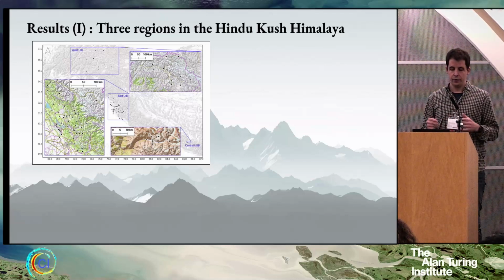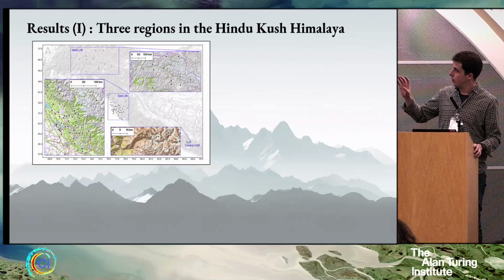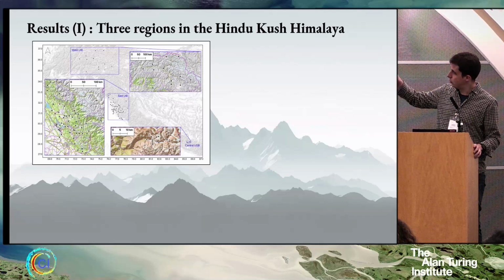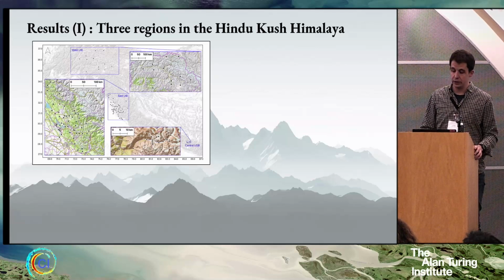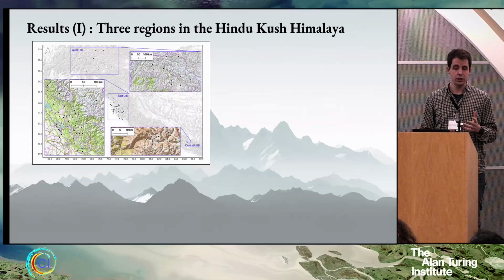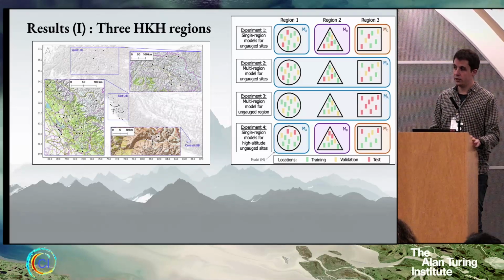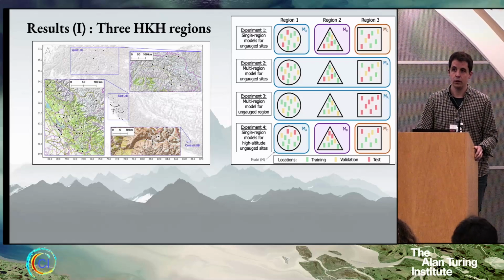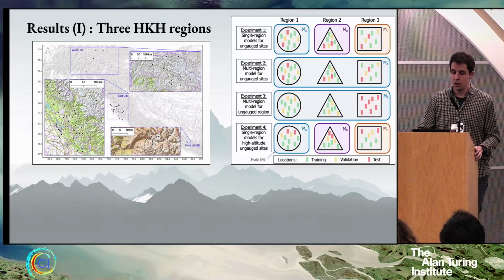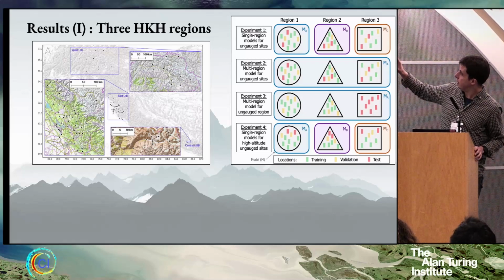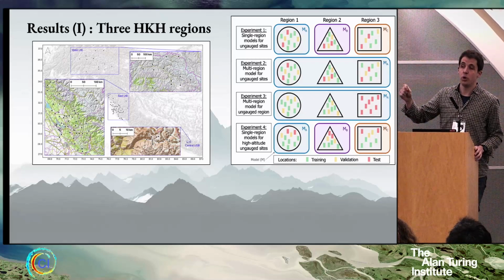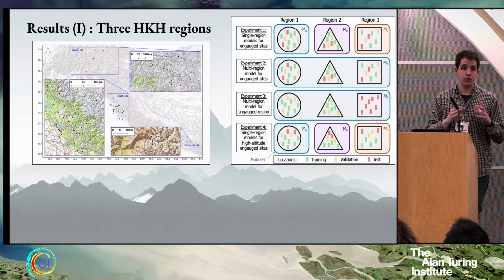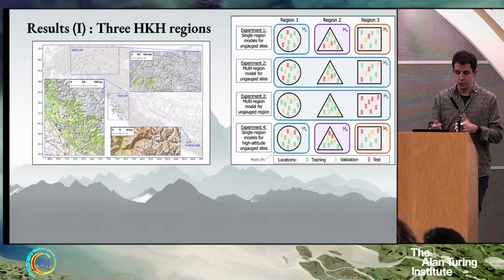We've tested these in 3 regions in the Hindu Kush Himalaya, 3 regions that span a wide span of the region, and also are very heterogeneous in terms of different aspects. And then we've conducted a series of different experiments that represent different real world scenarios, such as training in the first row single region models, so models that learn from a single region and then are deployed in each region.